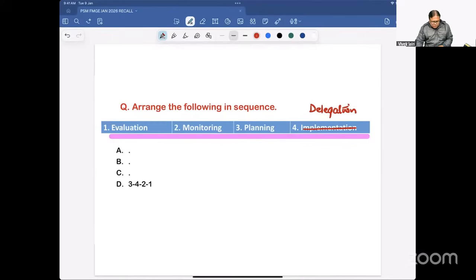Okay, three you have to choose. How? Evaluation, planning, execution, and delegation. Okay. See, whenever you look at a planning cycle, analysis of existing health situation, then you have to plan, then you have to execute, and logically evaluation will come in the end.